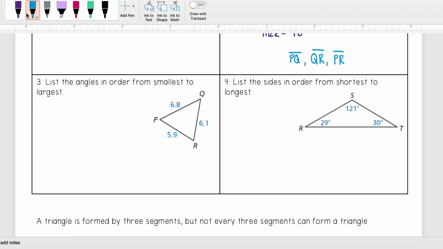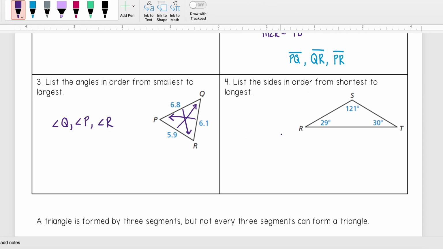Okay. Number 3, back to listing the angles in order from smallest to largest. So first I'm going to look for my smallest side, and I see the smallest side is my 5.9, and the angle measure across from that side is angle Q. I say my next smallest side is 6.1, and the angle across from 6.1 is angle P. And then my largest side is 6.8, and so the angle measured across from that is angle R.